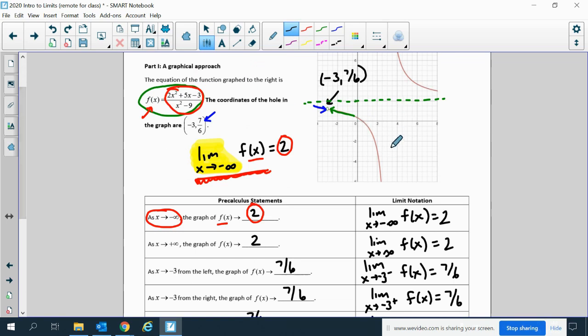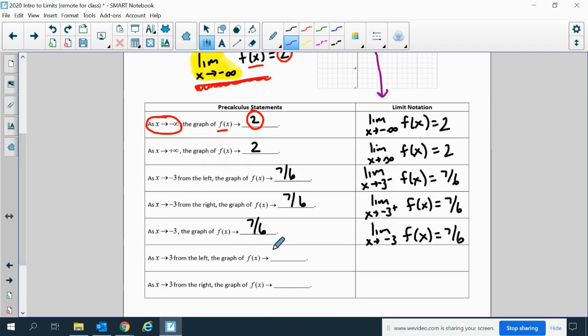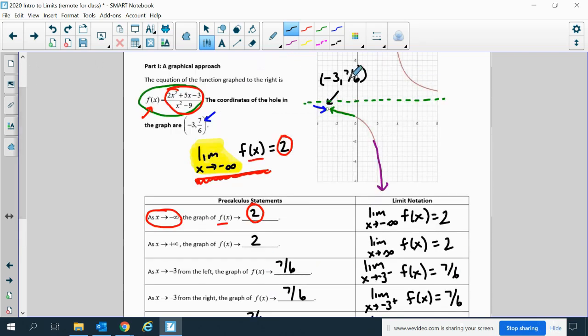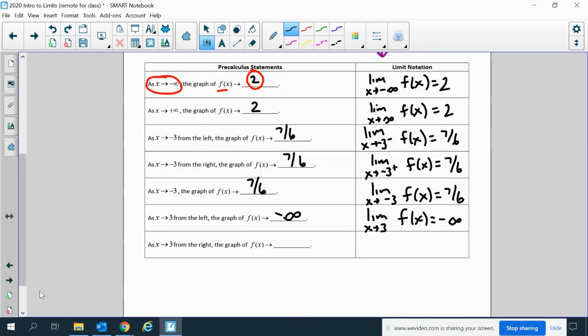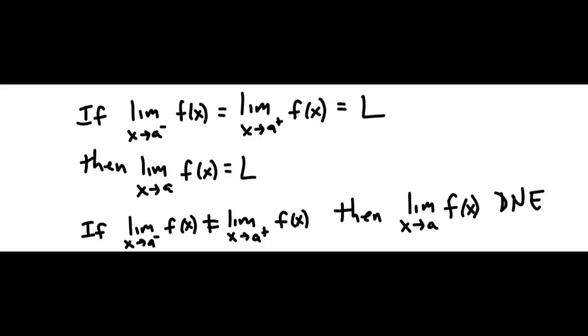Now what about positive 3? As the graph is coming from the left side, it looks like the graph of f is approaching negative infinity. So we would say the limit as x approaches 3 from the left of f(x) is negative infinity. And from the right, the graph is going to approach positive infinity. That makes sense because we have a vertical asymptote at 3. So the limit as x approaches 3 from the right of f(x) equals positive infinity.